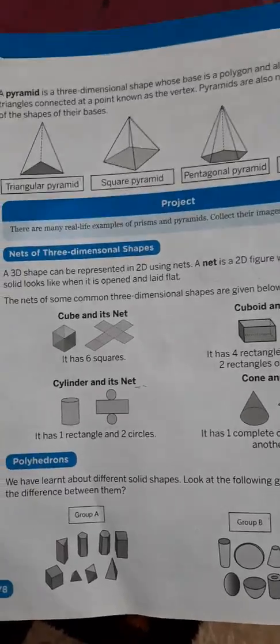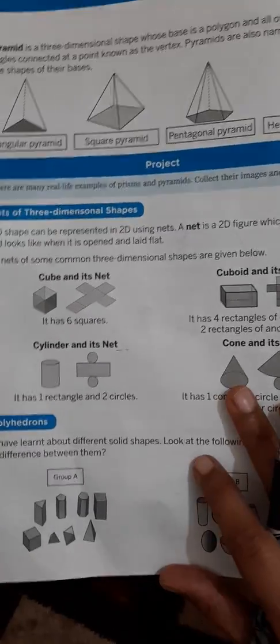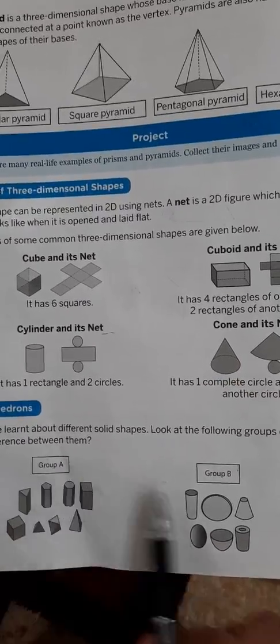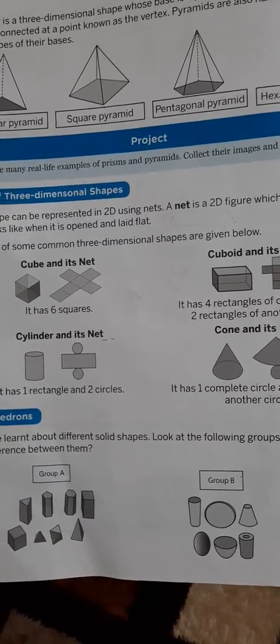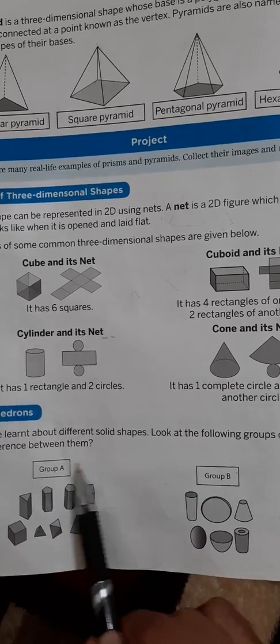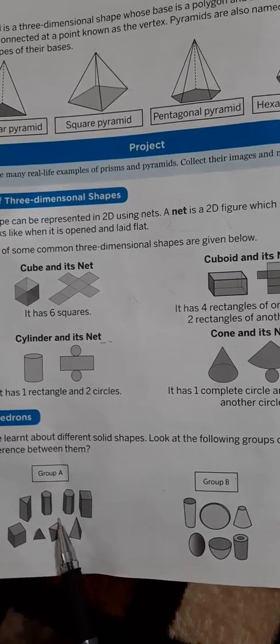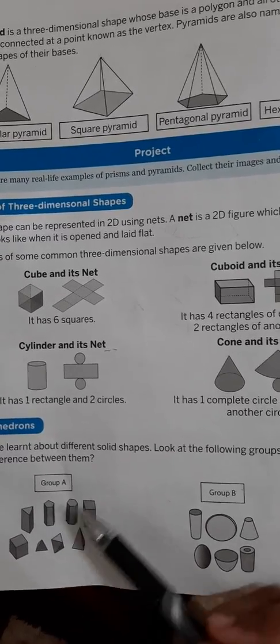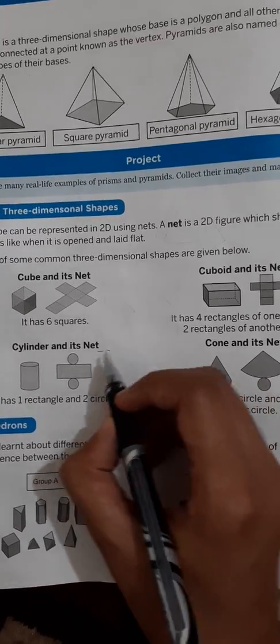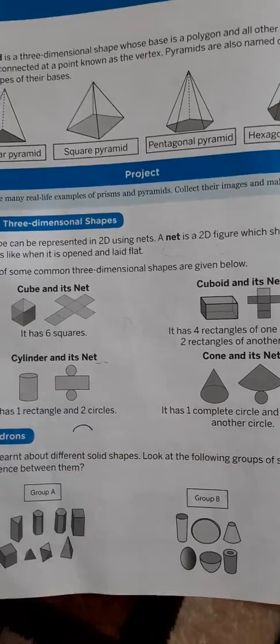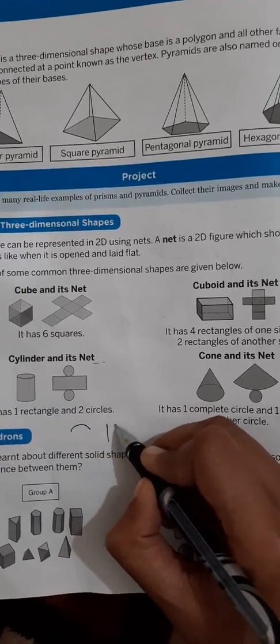Next we will be talking about the polyhedron. Now for the polyhedron, you will see these two groups. This is group A and this is group B. Polyhedron means a 3D shape. Now this is again a 3D shape, but in the 3D shape, all the surfaces should be flat. There should not be any single curve. There should not be a curve like this. No, all the edges should be straight cuts.